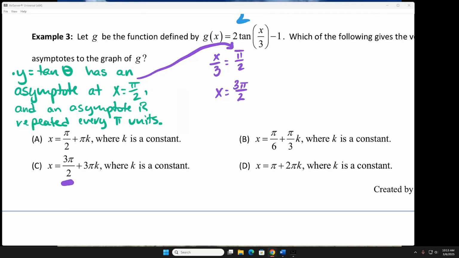Okay, and there's also a typo here. I fixed it on your homework, but I didn't fix it on this. So all of these where it says is a constant should be an integer. It can't be any constant. It has to be an integer. It can't be a fraction or a decimal.